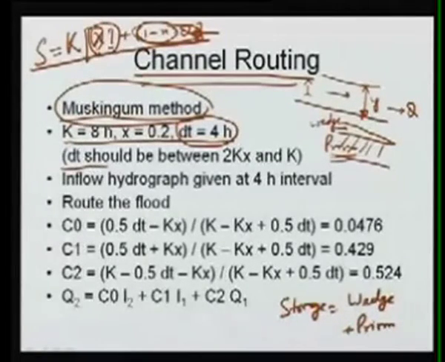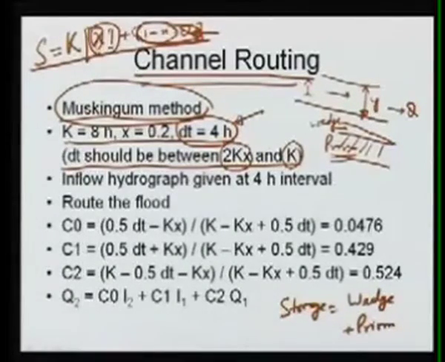Computationally there is a requirement that dt should be between 2kx and k. In this case, k is 8 and 2kx is 3.2, so we use 4 hours, which is good for this case. The inflow hydrograph, as we have seen, is given at 4 hour interval.